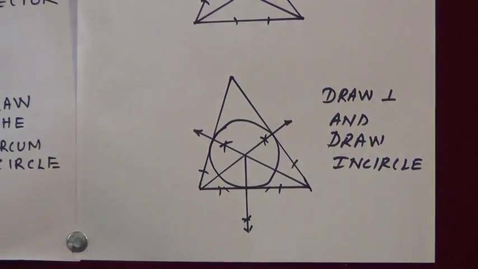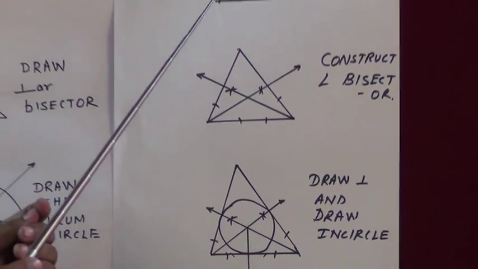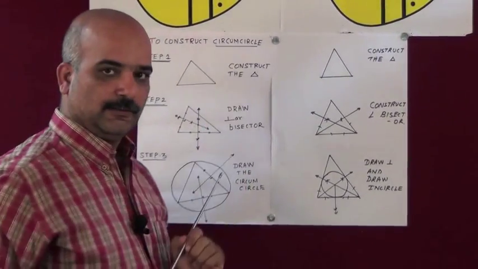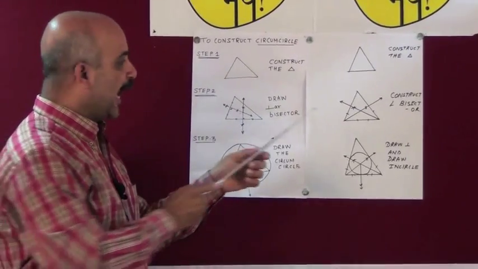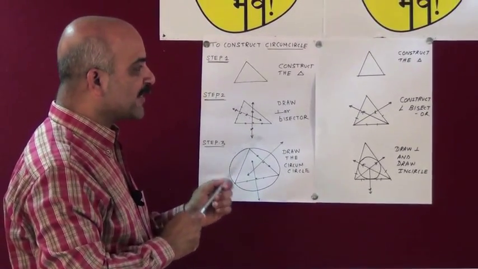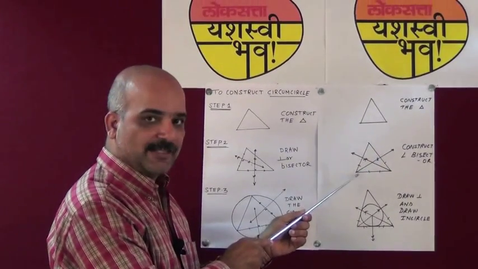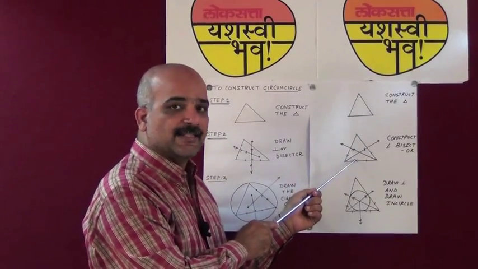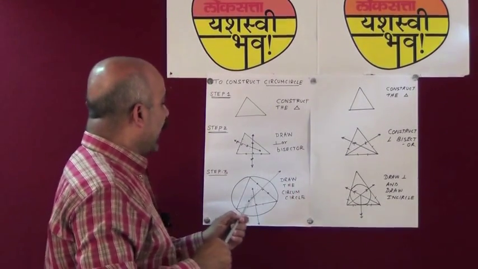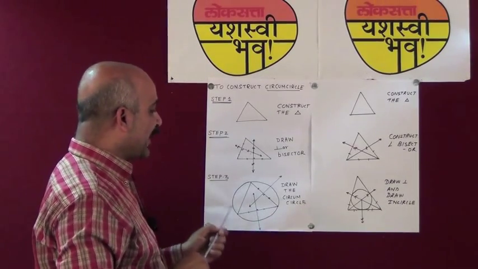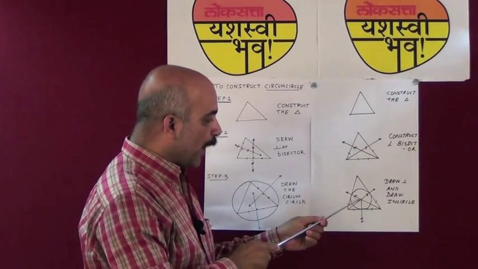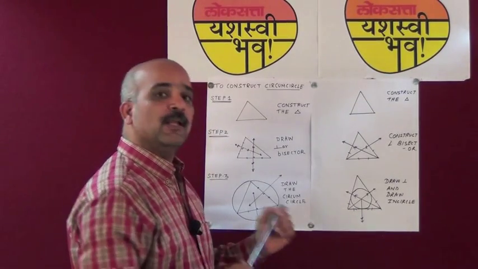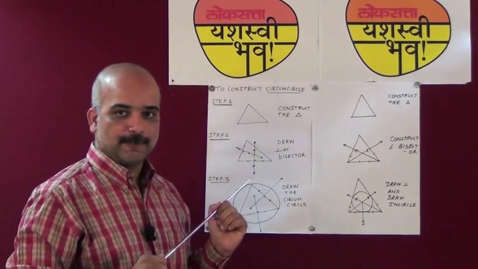I repeat again, for circumcircle as well as incircle, the first step remains the same, construction of the triangle. The second step changes: here we are drawing a perpendicular bisector, here we are drawing an angle bisector. Here we get a circumcenter, here we get an incenter. After we get the circumcenter, we draw a complete circle. But here, we draw a perpendicular to the base, and from there we keep the pencil and draw an incircle. Both the sums normally come for 3 marks.